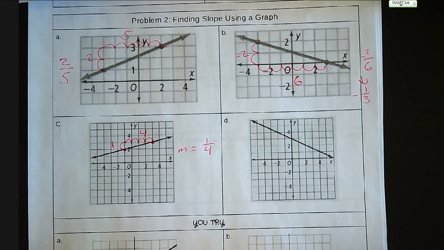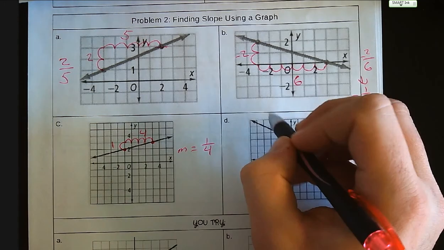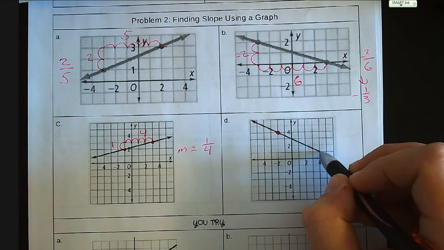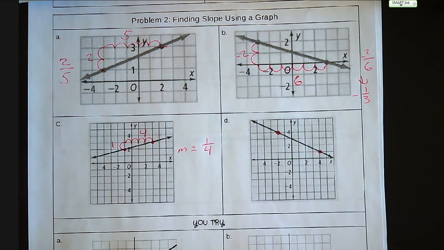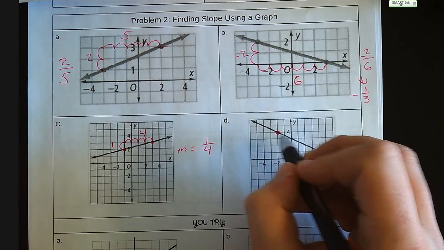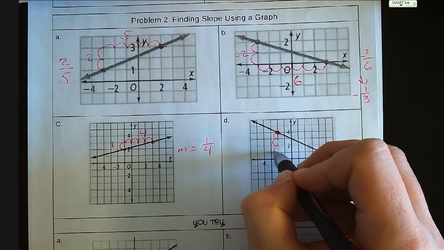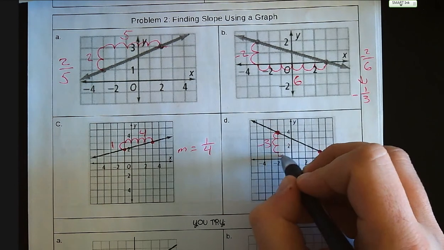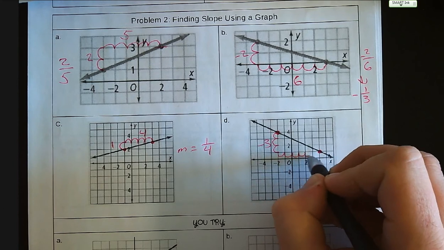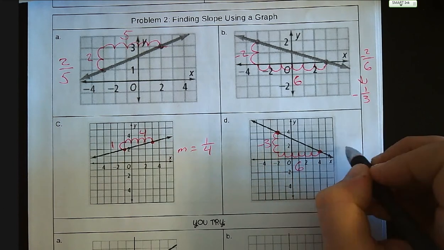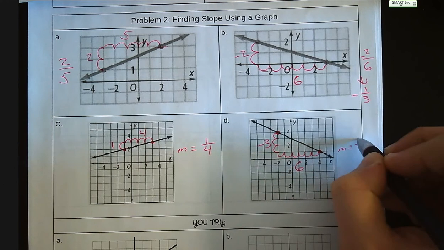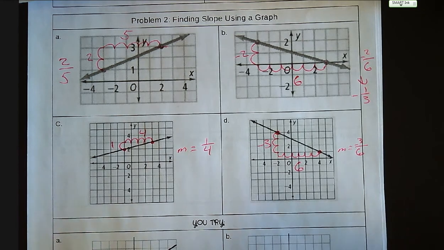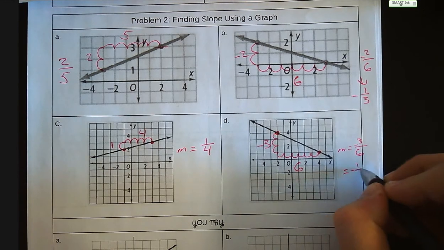Okay. Letter D, we're going to pick a couple points again that are good points to work with. All right, now we are going down by 1, 2, 3. So -3 to the right 1, 2, 3, 4, 5, 6. -3 over 6. Now, if you'll notice, that can be reduced to -1/2.